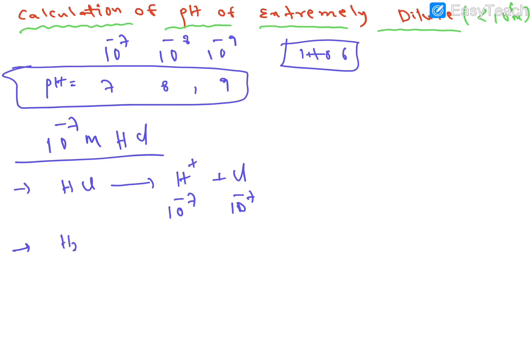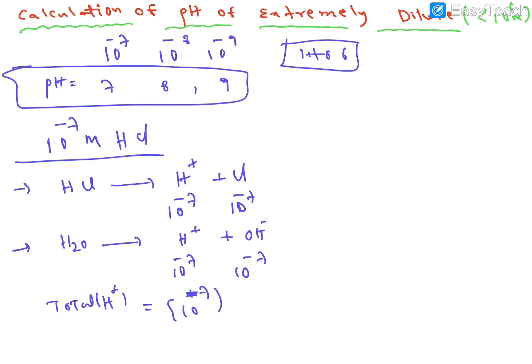We know that H2O dissociates into H plus and OH minus. So in pure water the H plus concentration is 10 to the power of minus 7, and the OH minus concentration is 10 to the power of minus 7. So here the total H plus concentration is 10 to the power of minus 7 from the acid and 10 to the power of minus 7 from the H2O.